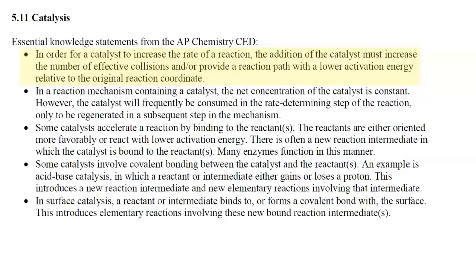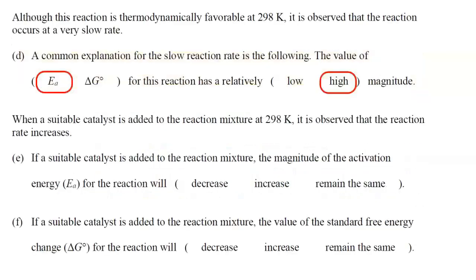What's highlighted on this slide says, in order for a catalyst to increase the rate of a reaction, the addition of the catalyst must increase the number of effective collisions and/or provide a reaction path with a lower activation energy relative to the original reaction coordinate. So here in part E, if a suitable catalyst is added to the reaction mixture, the magnitude of the activation energy for the reaction will decrease.